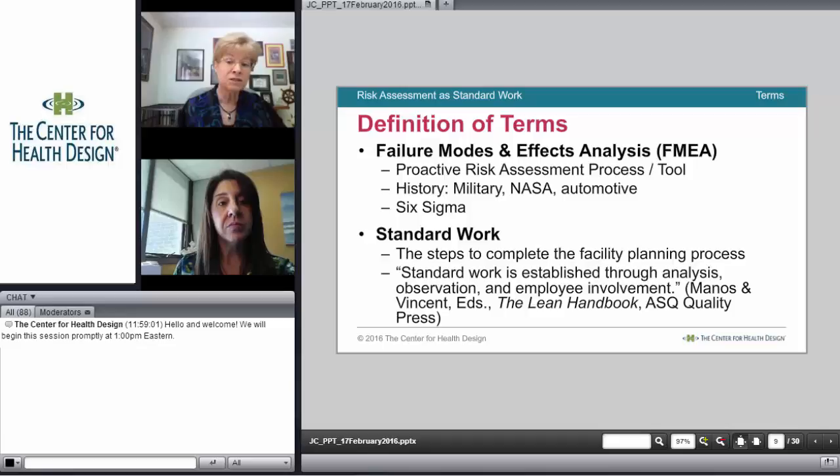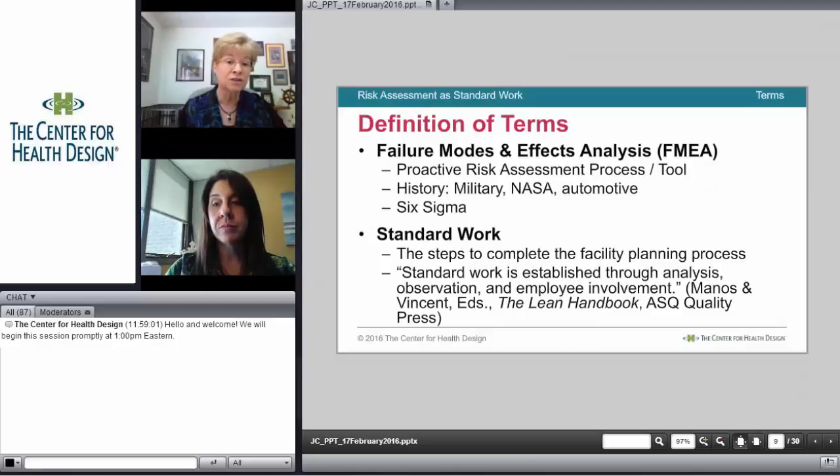So the particular risk assessment I talk about in the article, and that I have experience with over 12 years, is the failure modes and effects analysis, which is called FMEA. And it is a proactive risk assessment tool and, importantly, a process where the tool helps you with structured conversation. And it was used in the 1940s, I believe. The military, NASA, and then automotive took it on. And then Six Sigma uses it because you look at reducing errors and failure.